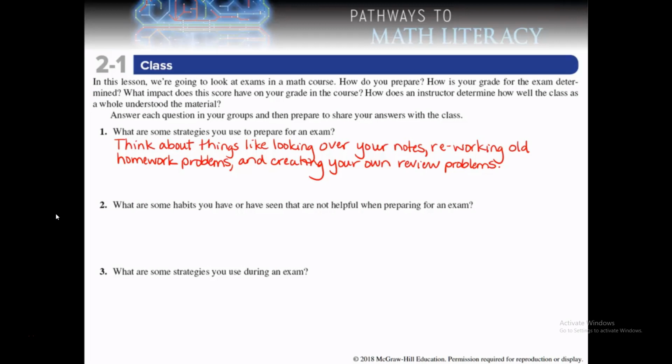And in 3, what are some strategies you use during an exam? Well, strategies during an exam that you should think about are relaxing while you're taking the test, reading each question carefully, and then maybe doing questions you're more confident about first and coming back to the ones you're unsure about later.